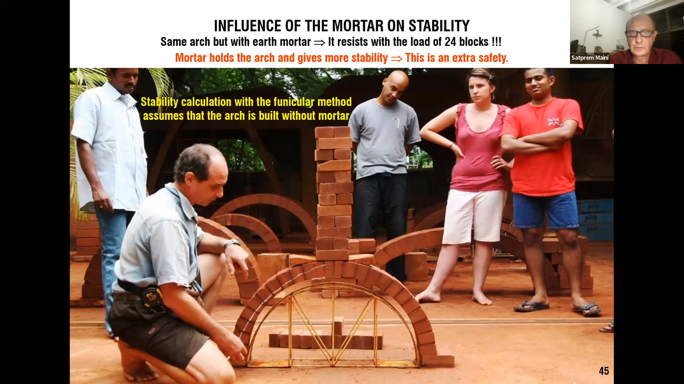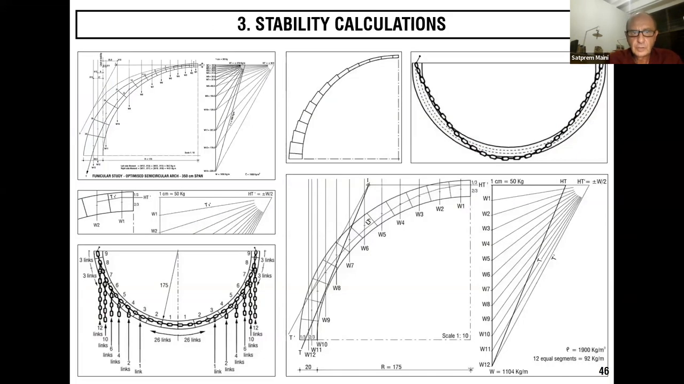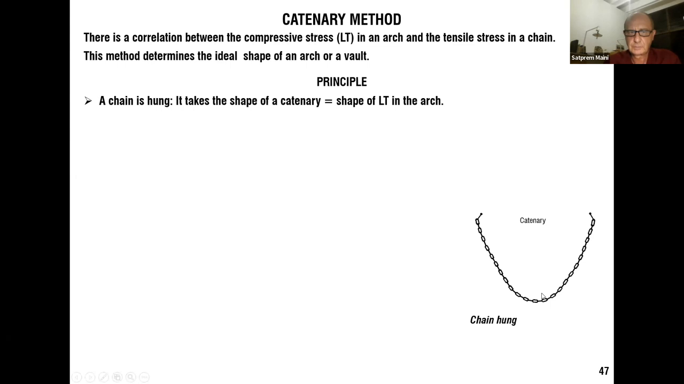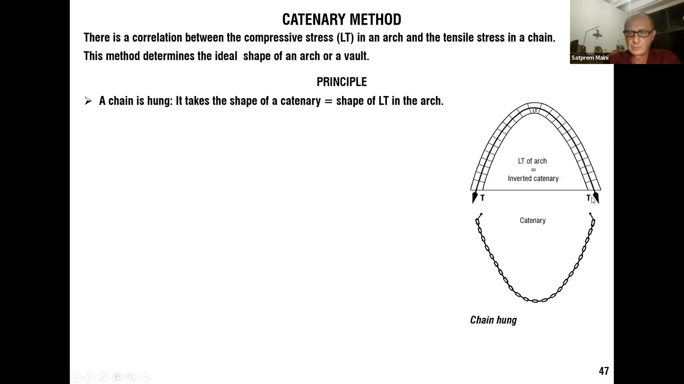So now we see stability calculations. First with the catenary method, because we have seen that when you have the catenary shape, you have a correlation between the tensile stress in a chain and the compressive stress in the arch, the line of thrust. So this we have seen already. This shape is in tension, reverse the shape, you have compression. And this line of thrust is always centered into the thickness of the arch here.